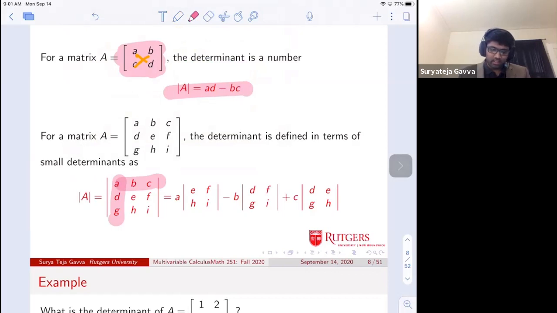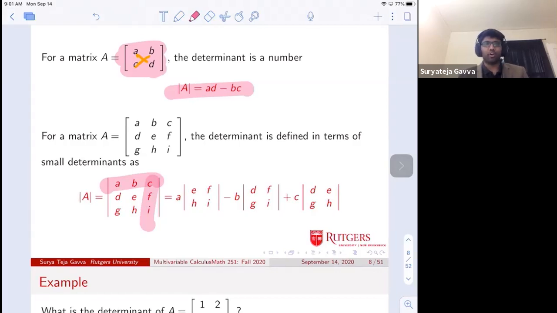Next, similarly, this is B times... next is minus B times, and if you remove these two elements, you're left with D, F, G, I. So that matrix, if you plug in, you would get minus B times that smaller matrix, plus similarly plus C times this matrix that you get by deleting the row containing C. Okay, so that's the formula for the determinant.